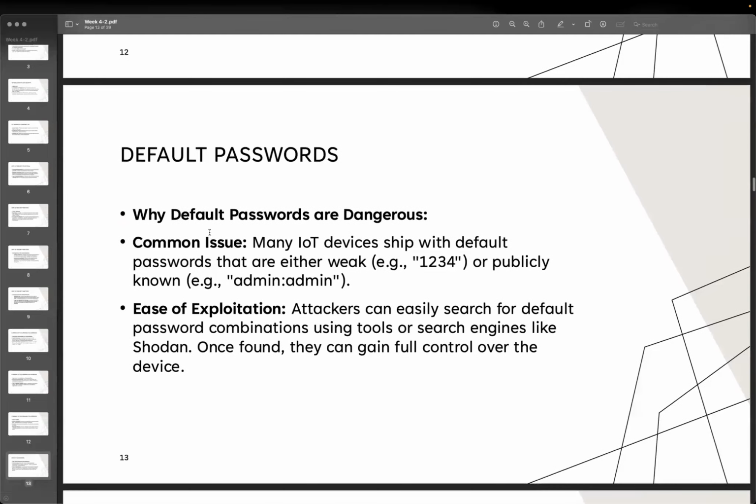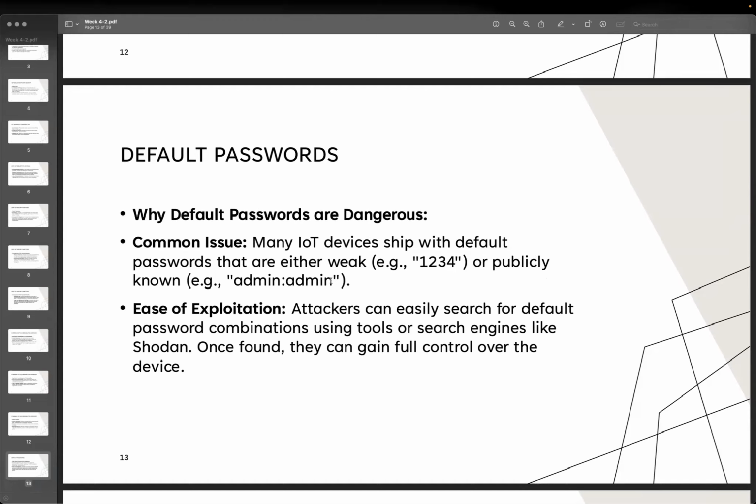And here we mainly mention one possible issue, the default password. So why is it so dangerous? Because it's a really common issue. They want the customer, after purchase, to easily adopt the device, so they always come with a default password. Most of them are maybe 1234, probably not admin, whatever.